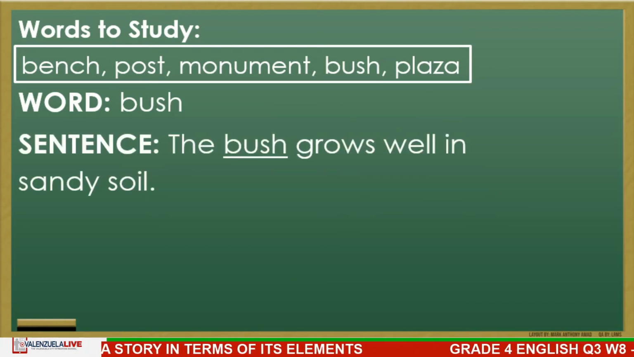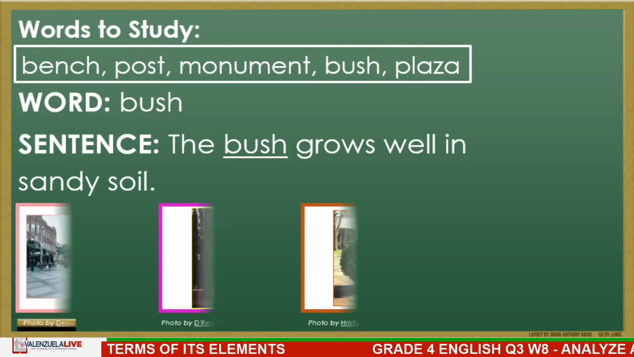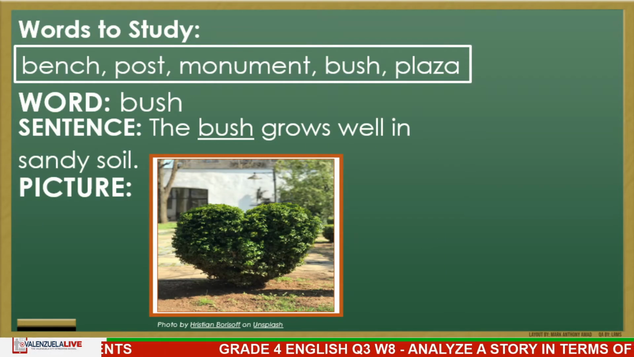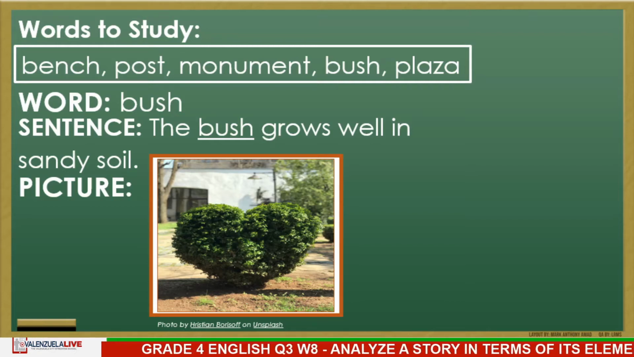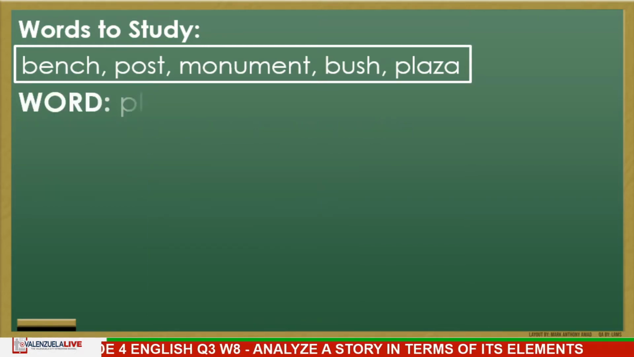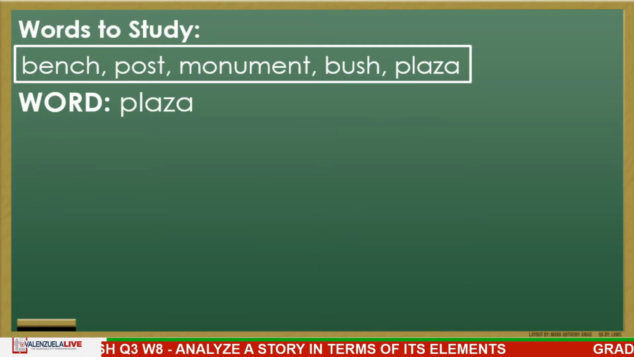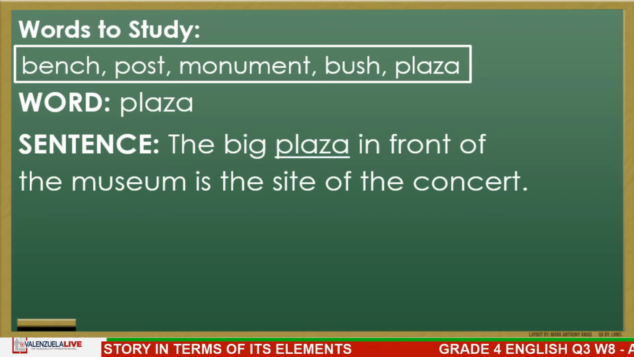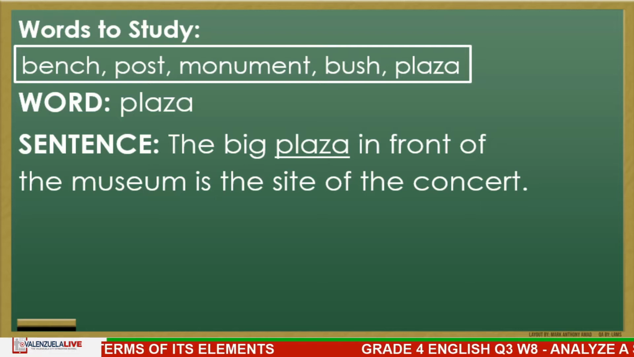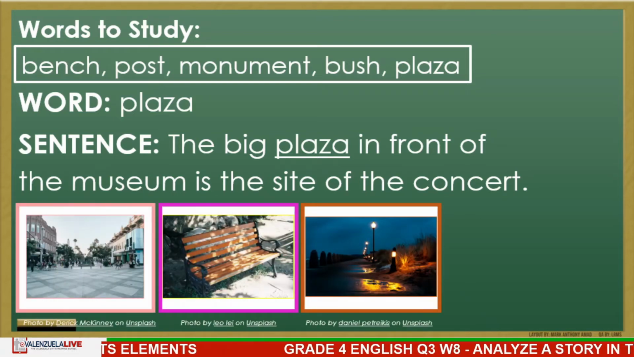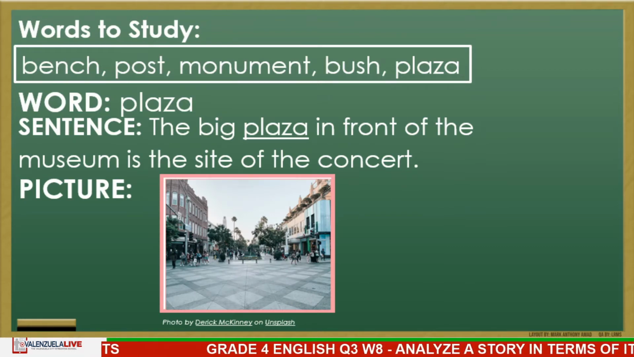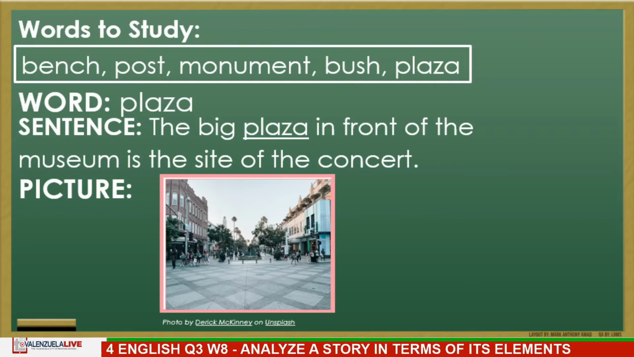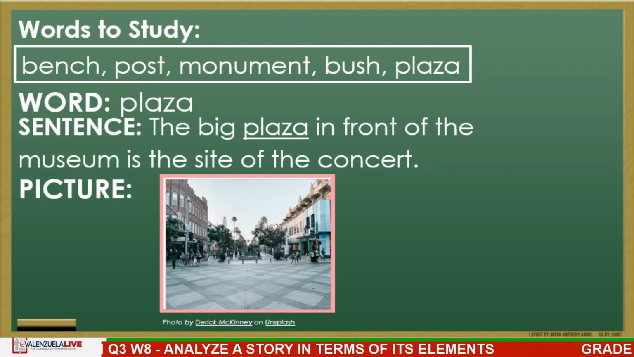The fourth word is bush. The bush grows well in sandy soil. Which picture shows a bush? That's it, the third picture. A bush is a low plant with many woody branches. It is a noun. The fifth and last word to study is plaza. The big plaza in front of the museum is the site of the concert. Which picture shows a plaza? Nice going! It is the first picture. A plaza is a public square or open space in the center of a town. It is a noun.